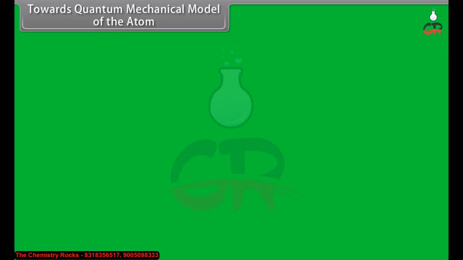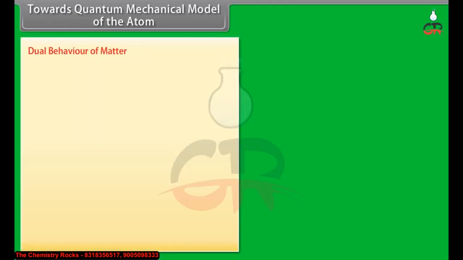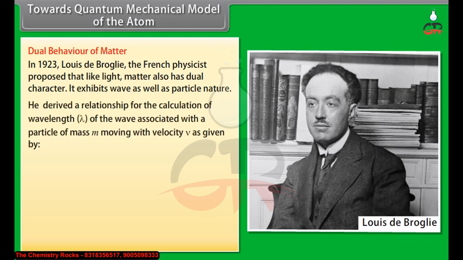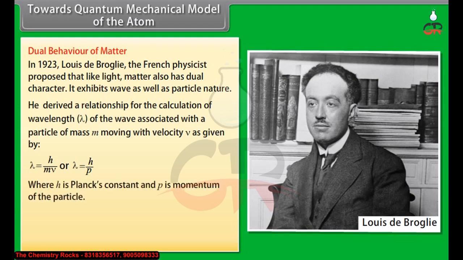Towards the quantum mechanical model of the atom: dual behavior of matter. In 1923, Louis de Broglie, the French physicist, proposed that like light, matter also has dual character. It exhibits wave as well as particle nature. He derived a relationship for the calculation of the wavelength lambda of the wave associated with a particle of mass m moving with velocity v, as given by lambda is equal to h by mv, or lambda is equal to h by p, where h is Planck's constant and p is the momentum of the particle.